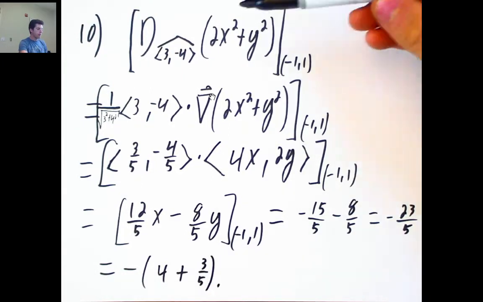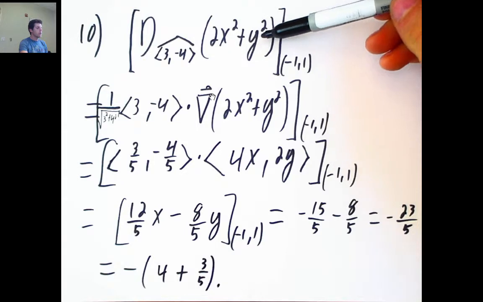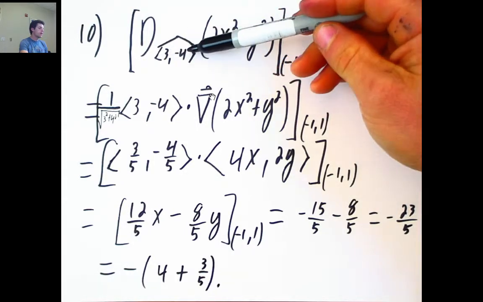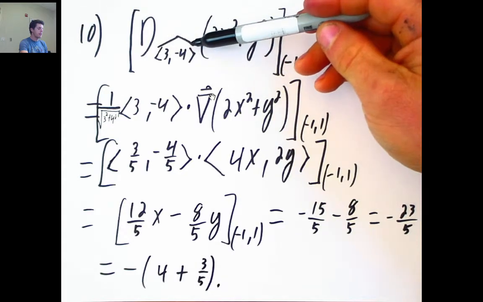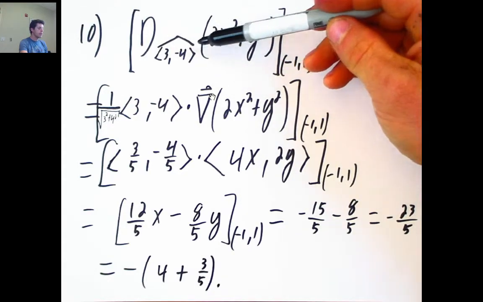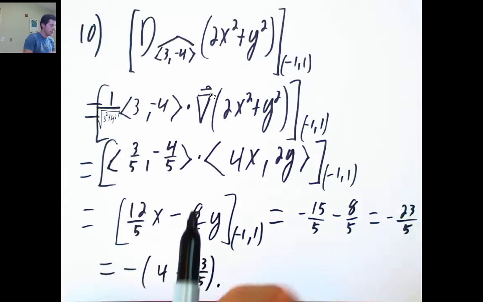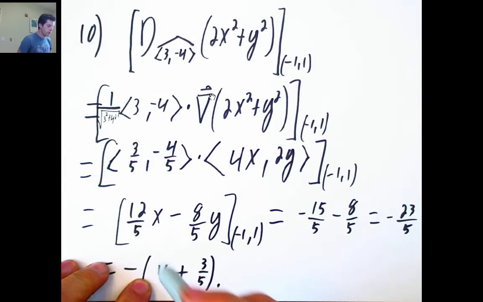The rate of change of 2x squared plus y squared in the direction of 3, negative 4, make sure you got the direction with a hat, at the point negative 1, 1 is negative 4 and 3/5. Okay, not too bad again. I mean, there's a lot of notation there, but it all comes down to stuff that I've thought about before, right? The only thing new maybe is this notation for the directional derivative.